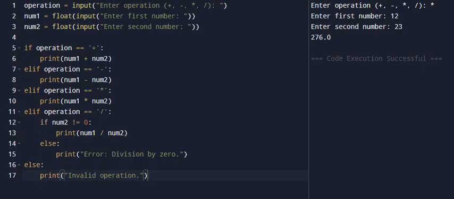So look at the input and output on the right side. The operation is multiplication. So first number is 12 and second number is 23 and the output is 276. A simple program to perform basic arithmetic operations.